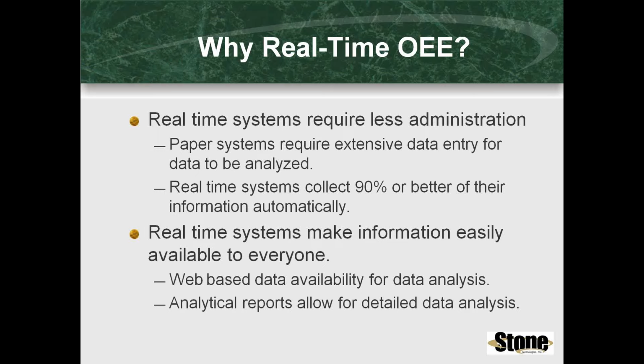Real-time systems require less administration. Paper systems require extensive data entry for data to be analyzed. Real-time systems typically try to collect at least 90% or better of the information automatically. It also allows the information to be easily available to everyone. Web-based data availability for data analysis, analytical reports for detailed analysis. You're also going to see that the SPC analysis that we've done here could not have been so easily done if we did not have an automatic data collection system.